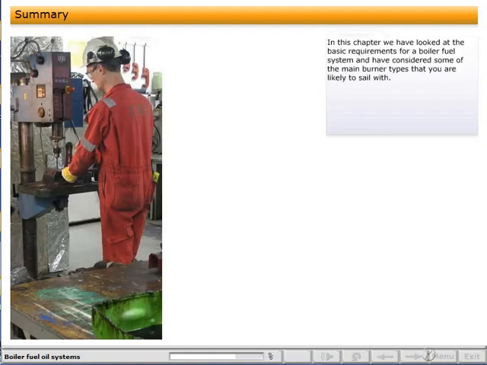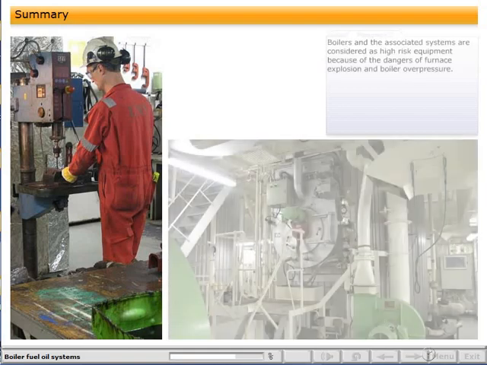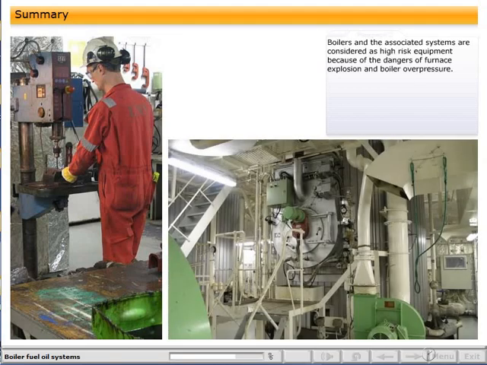In this chapter, we have looked at the basic requirements for a boiler fuel system and have considered some of the main burner types that you are likely to sail with. Boilers and the associated systems are considered as high-risk equipment because of the dangers of furnace explosion and boiler overpressure.